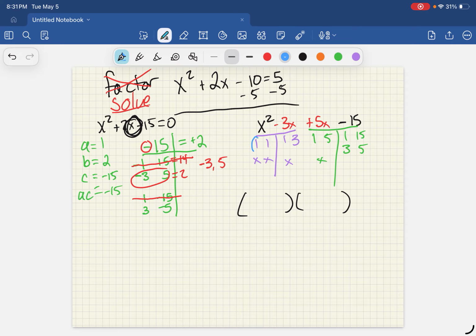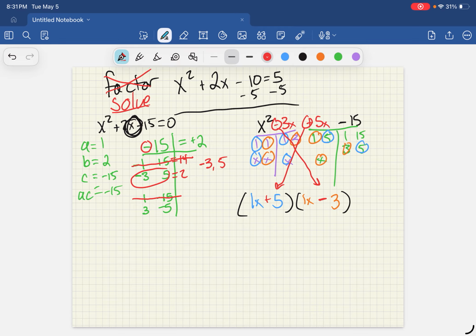All right, my GCF is 1x and 5. My leftovers are 1x and 3. And my signs are going to drop like that. So right now I have factored my trinomial, I've factored my quadratic, I've factored my polynomial. I haven't actually solved it yet.